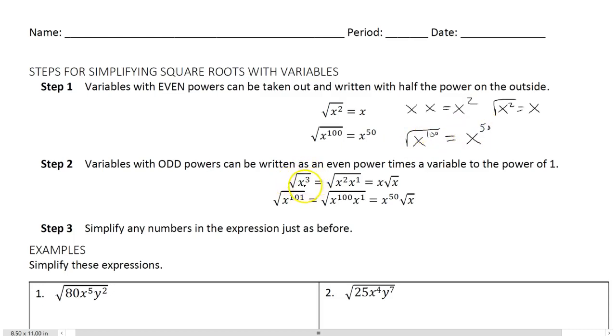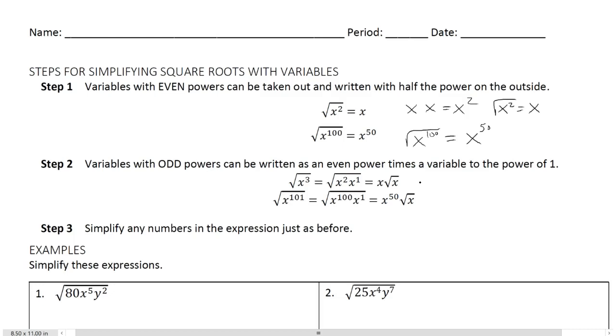But what about variables with odd powers? In that case, we can factor the variable expression into an even power that is 1 less than the odd power and leave one factor behind inside the radical. X to the 3rd equals x squared times x to the 1. That means we have the square root of x squared, which is x, on the outside, and we leave the square root of x inside.